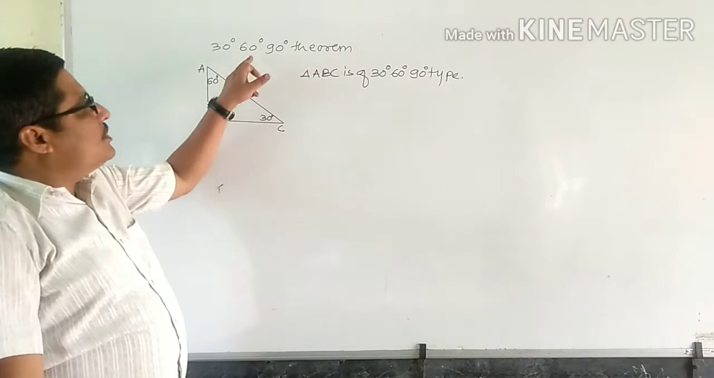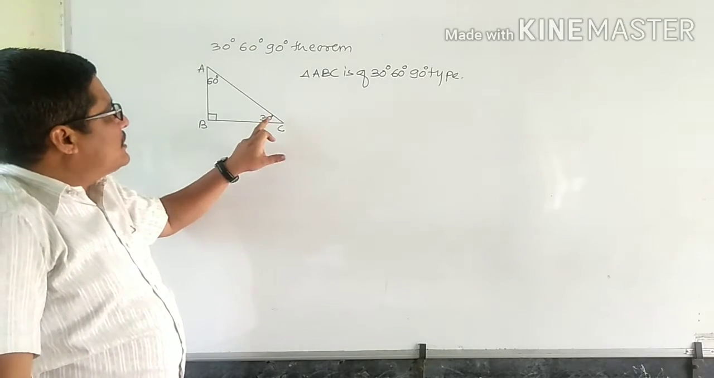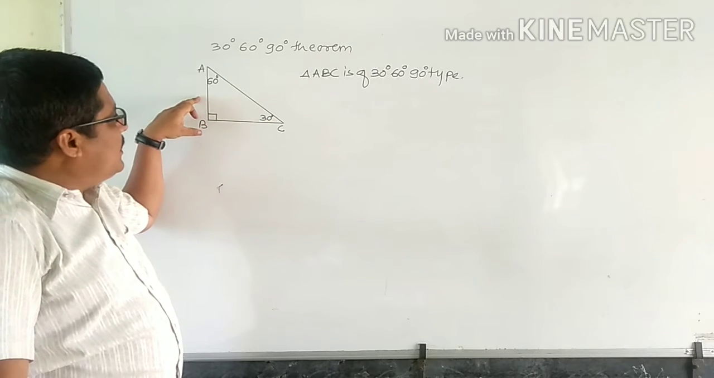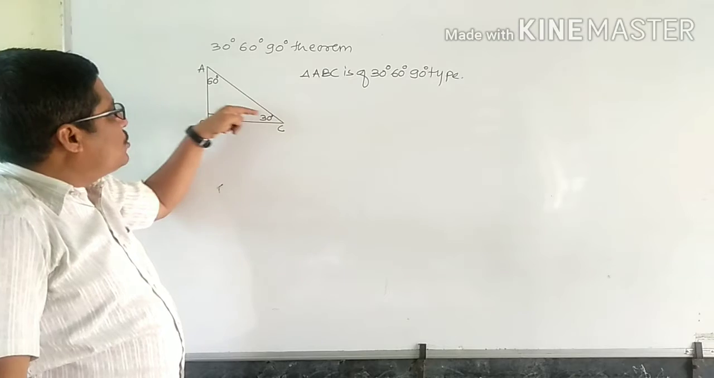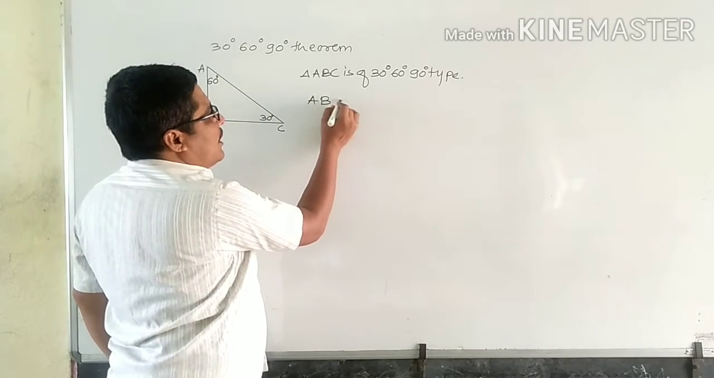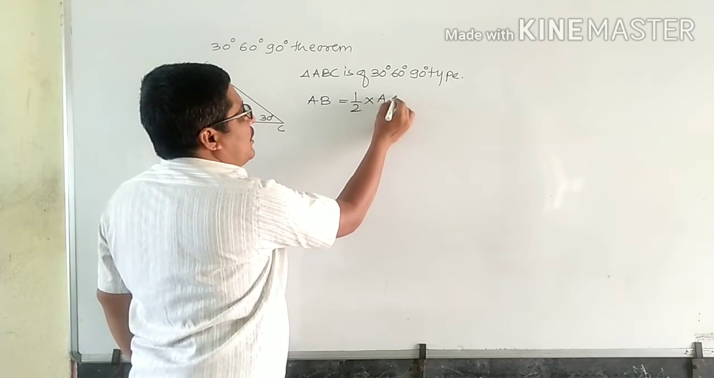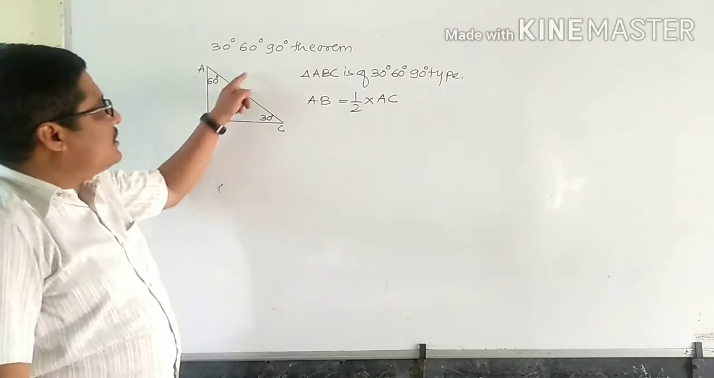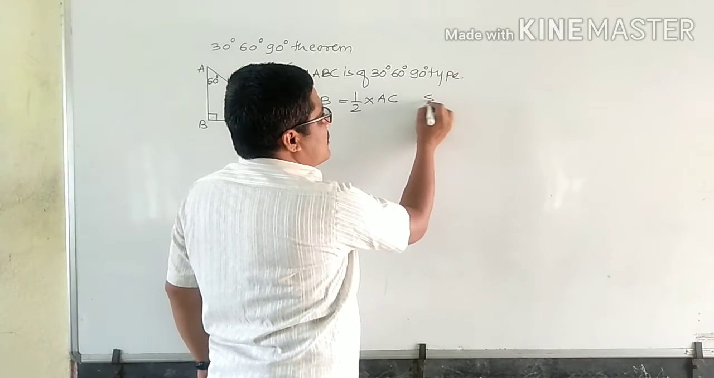So we can use this theorem, the 30, 60, 90 theorem here. So the side opposite to 30 degree. Now AB is the side opposite to 30 degree. So the side opposite to 30 degree is half of the hypotenuse. So AC is the hypotenuse. So here we can mention the reference side.